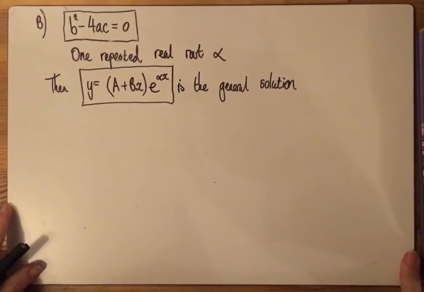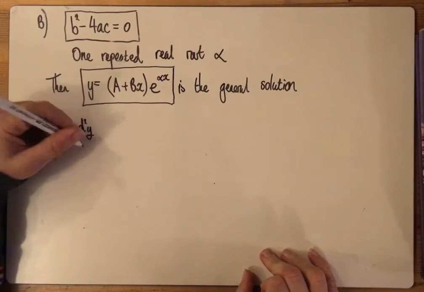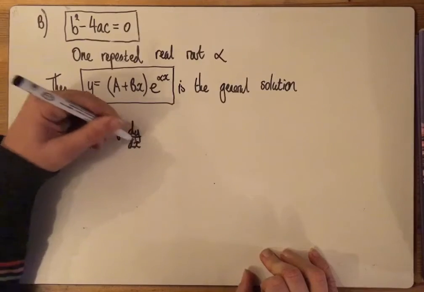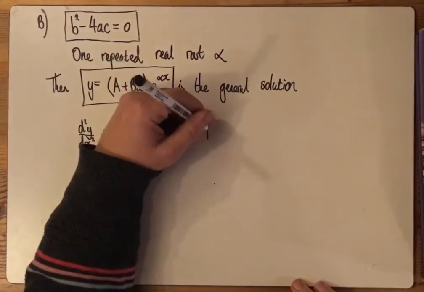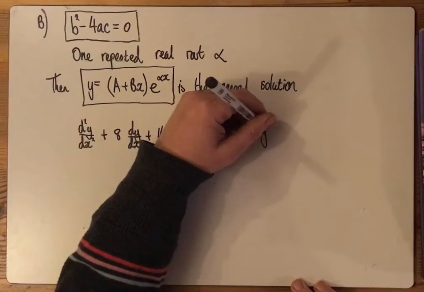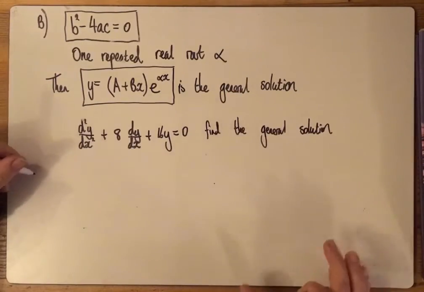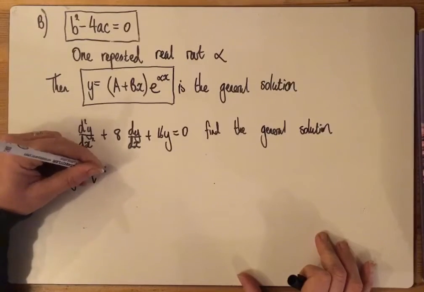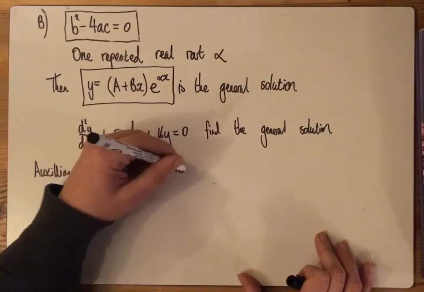So in terms of solving equations, it's actually nice and straightforward. So we've got the second derivative d2y dx squared plus 8 lots of the first derivative plus 16y equals 0, and we want to find the general solution. So you find the auxiliary equation. So m squared plus 8m plus 16 equals 0.